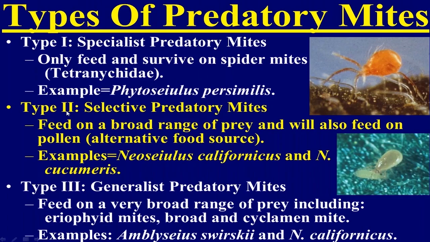There are type 2 predatory mites, which we call selective, and these feed on a broad range of prey and will also feed on pollen as an alternate food source. Examples include Neoseiulus californicus and Neoseiulus cucumeris. The type 3 generalist predatory mites feed on a very broad range of prey, including eriophyid mites, which includes the tomato russet mite, and the broad mite and cyclamen mite. This includes Amblyseius swirskii and californicus. Now, as you notice, californicus is both a type 2 and a type 3 predatory mite.